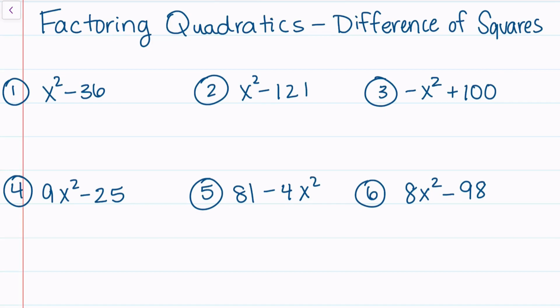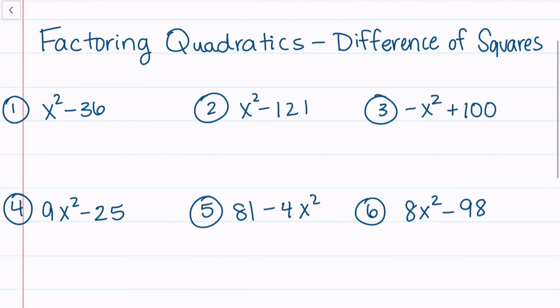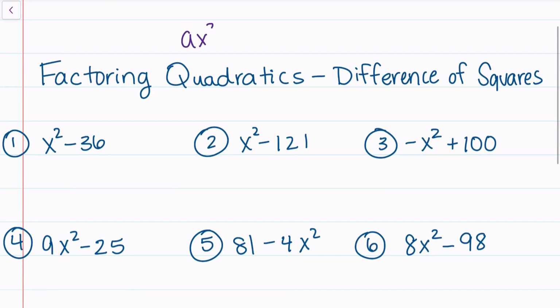This video is to go over how to factor a quadratic when it's the difference of squares. So typically when we factor a quadratic where a is 1, so it looks like the form ax squared plus bx plus c, we're always looking to see what would multiply to be c and what would add to be b. In this scenario, we don't have a b value.